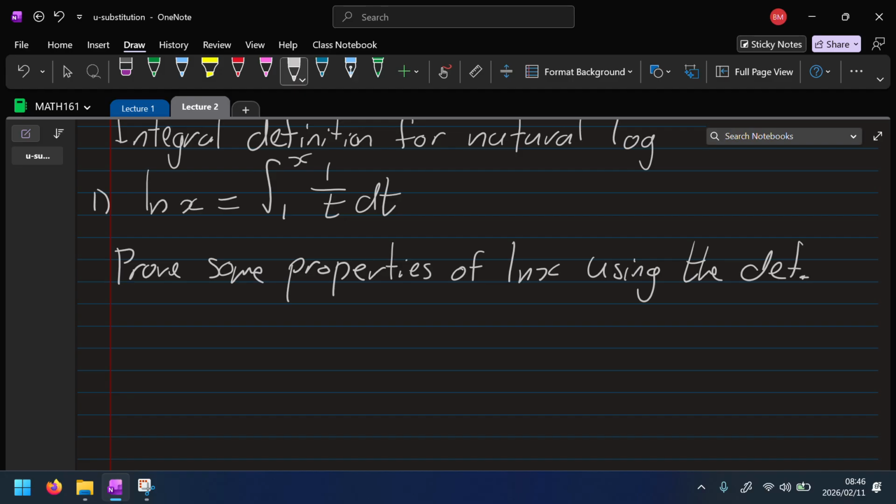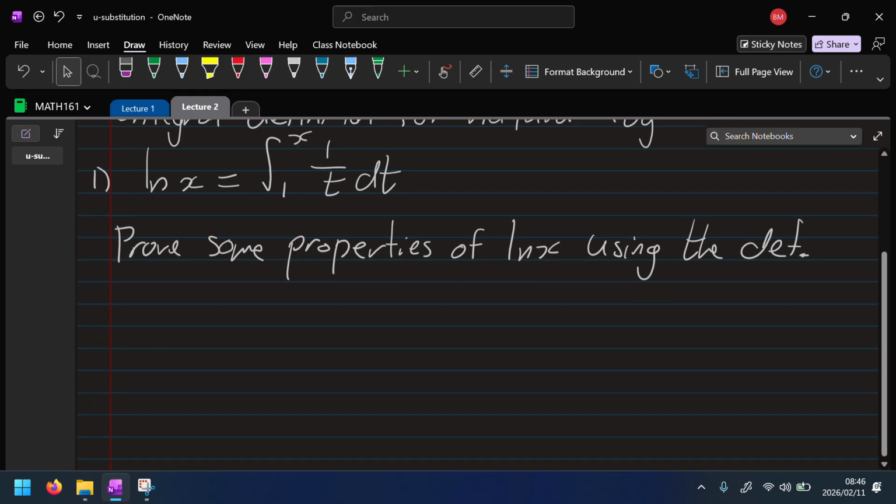Previously, when we looked at the natural log, we just had the properties given to us. The natural log of x times y is the natural log of x plus the natural log of y. It was just given to you. You didn't really prove it or anything. Now we are going to prove those using this as our definition. It's just another way of looking at this function.